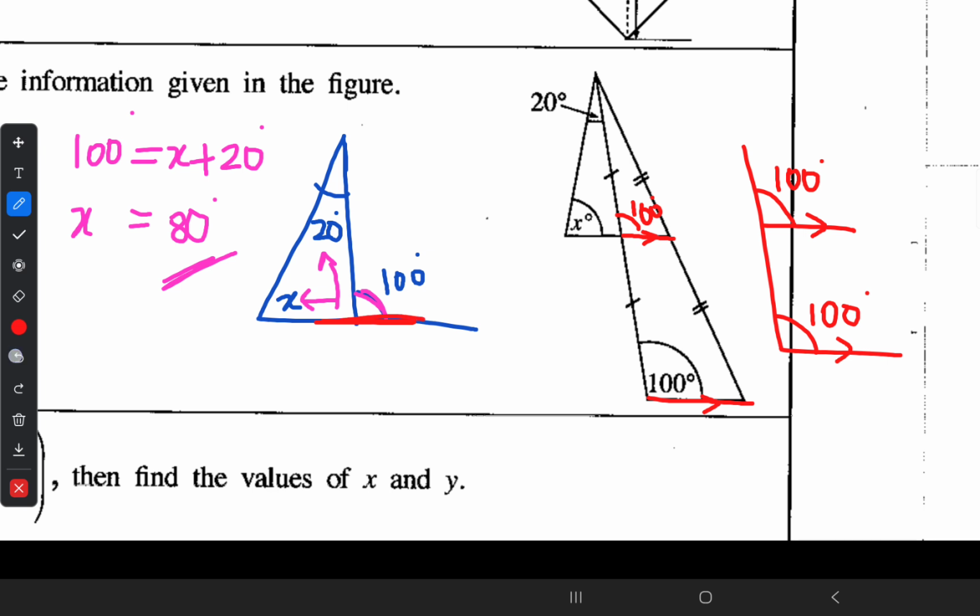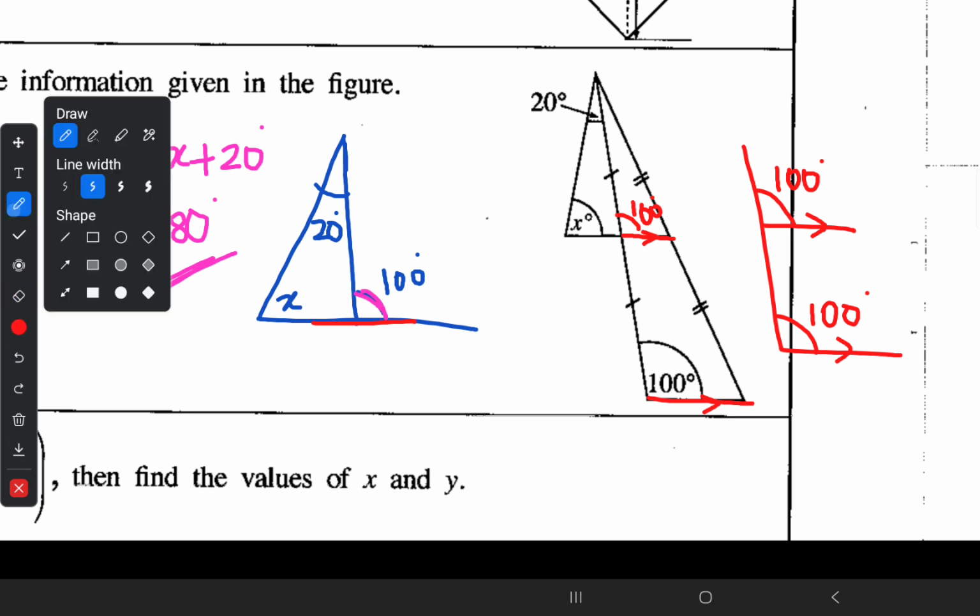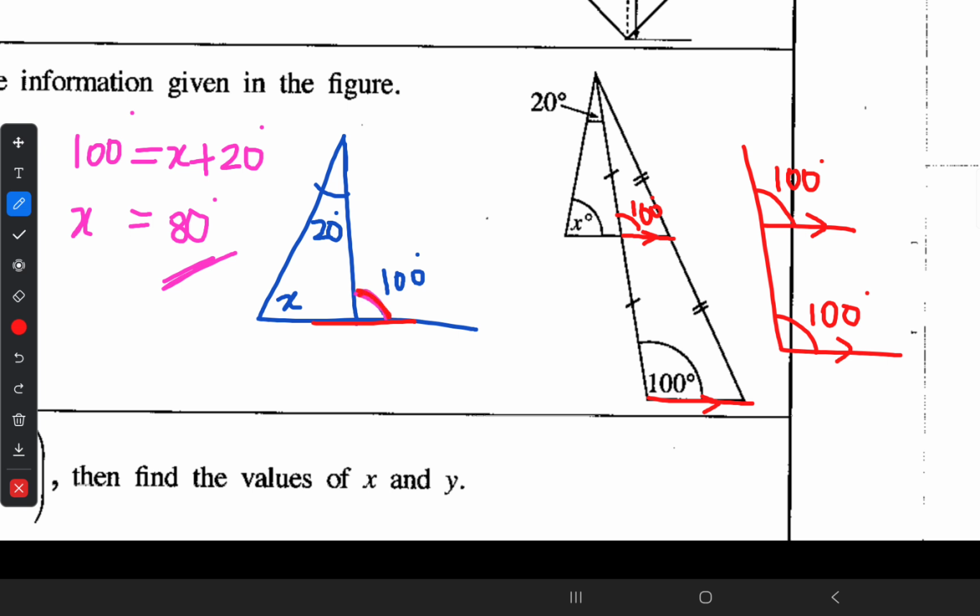If not, another method that is also same as this one. Straight line. In the straight line, sum of adjacent angles in a straight line equals to 180. Already this angle was 100, so this angle would be 80. Thereafter you can use sum of interior angles inside the triangle is 180. So x plus 20 plus 80 equals to 180. From 180, when we subtract 80 plus 20, that will give you x as 80.